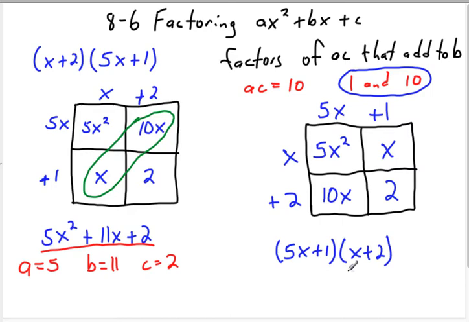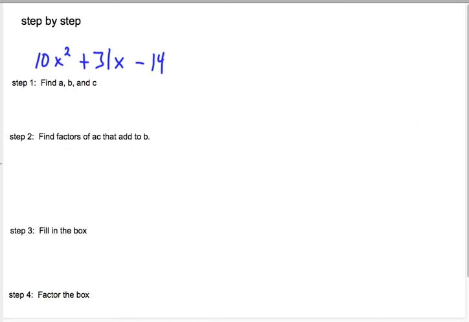Okay, so let's put this into action. I have some step-by-step instructions here. So first we're going to find a, b, and c. So a equals 10, b equals 31, c equals negative 14 in this case. So I need factors of ac that add to b. So ac in this case is equal to negative 140. It's a pretty big number, so that can be possibly a pain to figure out factors of it.